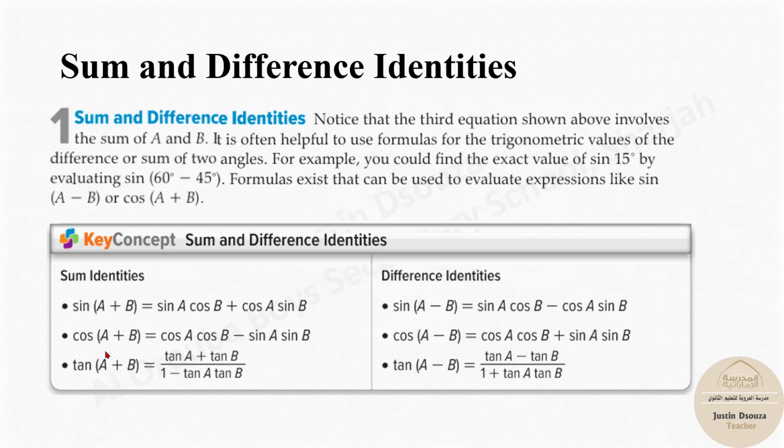Whereas if it is the cos identity, it'll be cos A cos B. Can you see both are multiplied? First is cos A cos B minus sine A sine B. Now the last one is tan A plus B: tan A plus tan B divided by 1 minus tan A times tan B. So if it's plus or minus, it's separated by the addition or subtraction symbol, whereas nothing means it's multiplication.